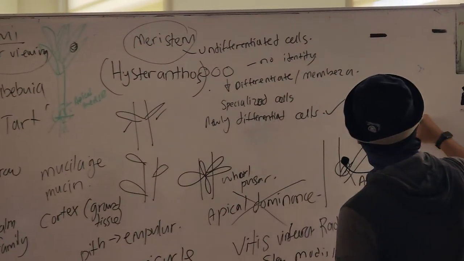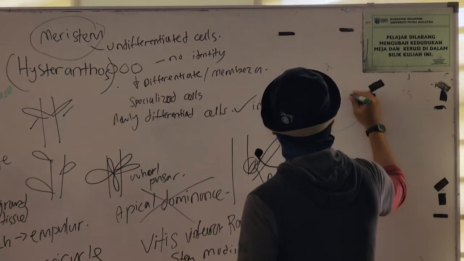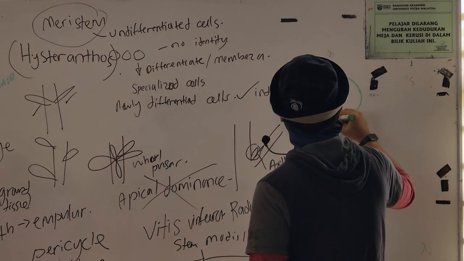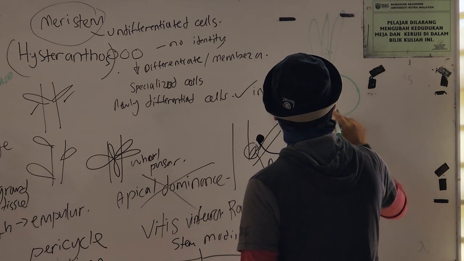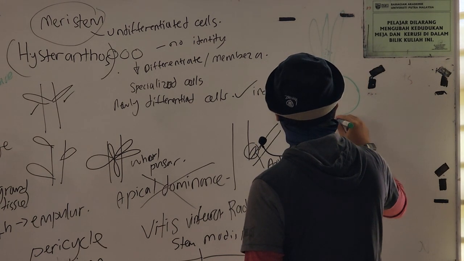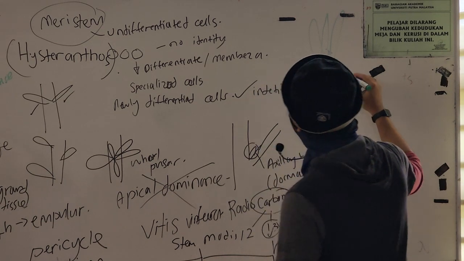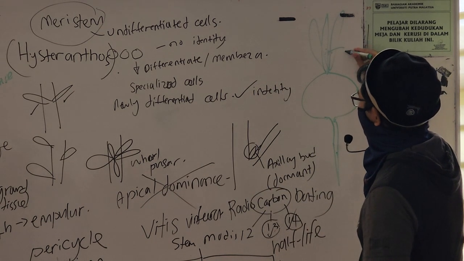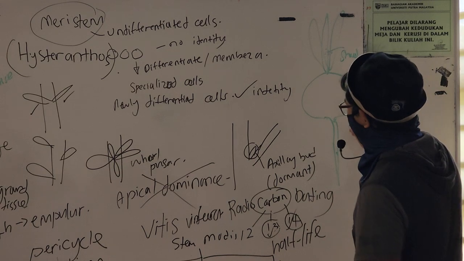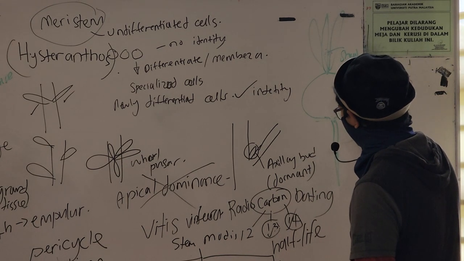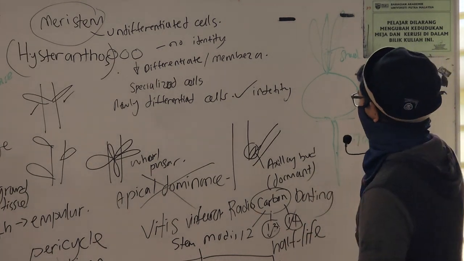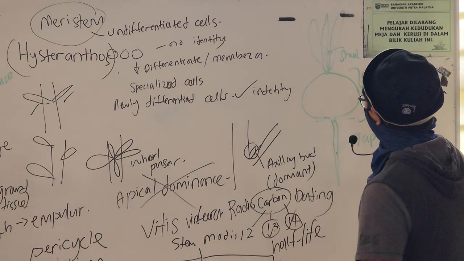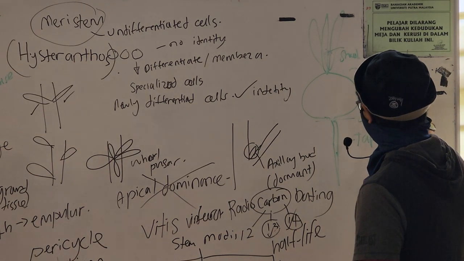So this is your turnip, something like that. This is your shoot part. This is actually the taproot, which is still not swollen. So what's right in the middle here? This is the hypocotyl.